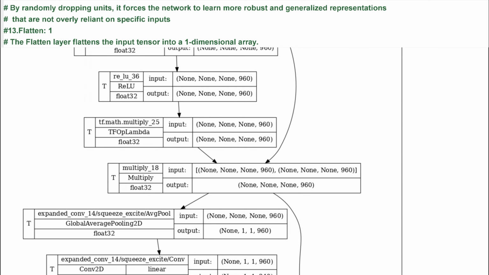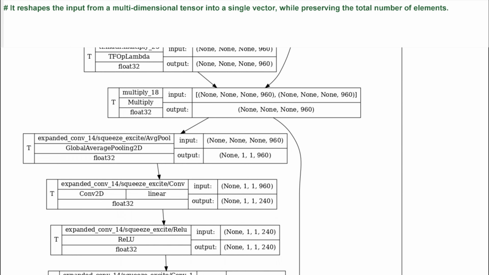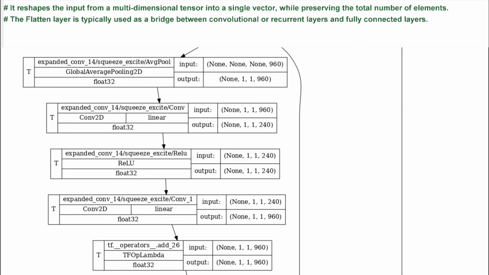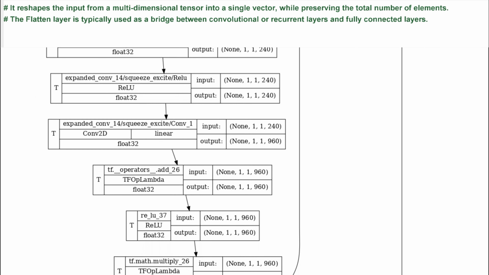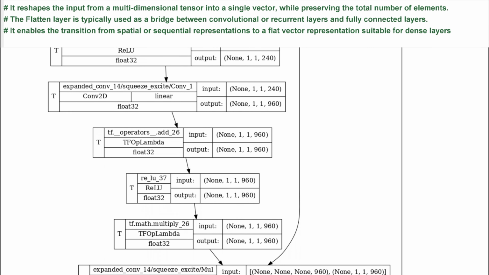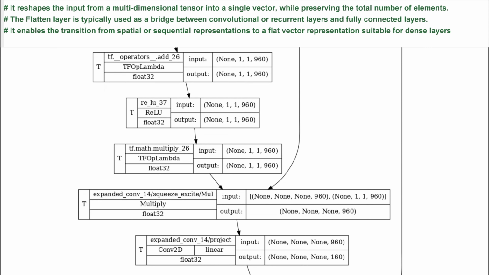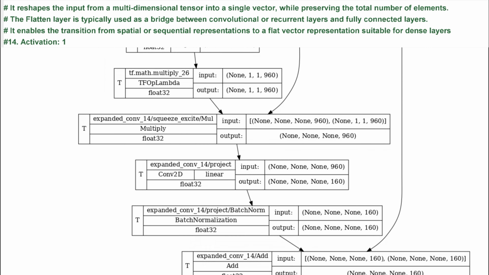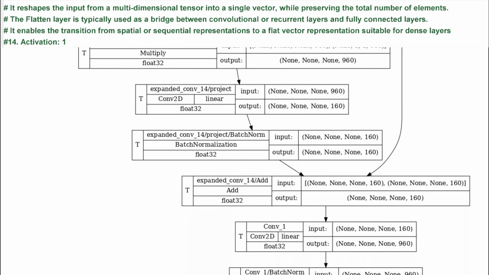13. Flatten, 1. The flatten layer flattens the input tensor into a one-dimensional array. It reshapes the input from a multi-dimensional tensor into a single vector, while preserving the total number of elements. The flatten layer is typically used as a bridge between convolutional or recurrent layers and fully connected layers. It enables the transition from spatial or sequential representations to a flat vector representation suitable for dense layers.